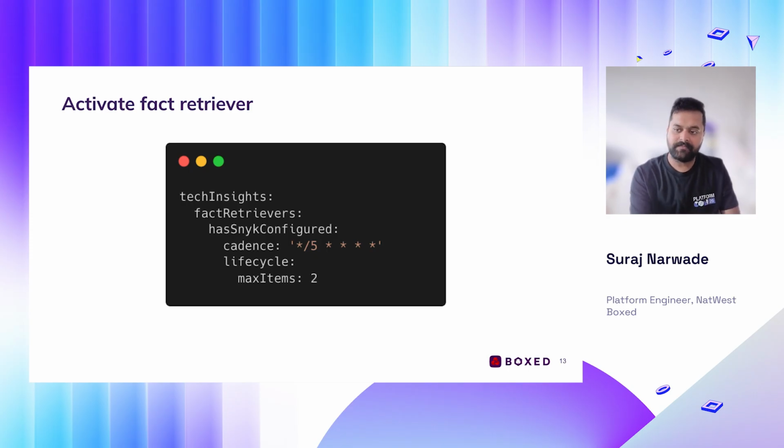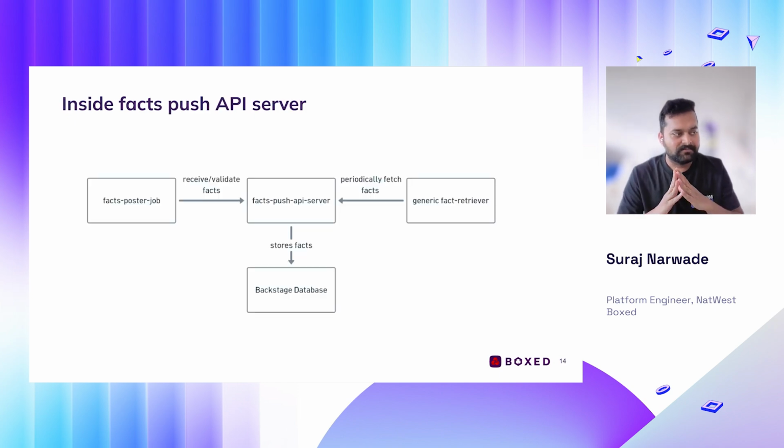Now, you may wonder what is inside this generic fact retriever created by the fact retriever factory. All it does is hit the fact API server on a given cadence. That's it, right? As I mentioned, all the job of the fact retriever is to hit the fact API server endpoint. That's it. Now, let's look at this diagram.